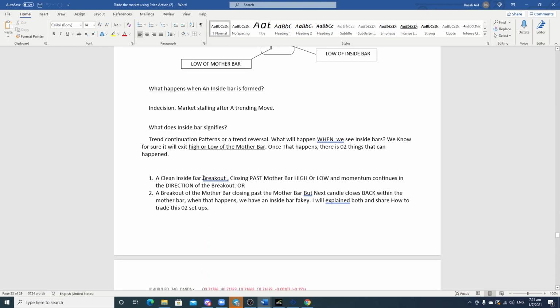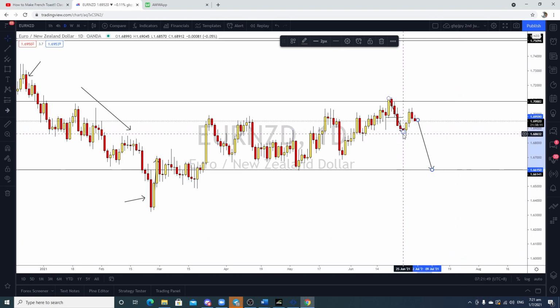Okay, so a clean inside bar breakout closing past the mother bar high or low, and the momentum continues in the direction of the breakout. That's how I demonstrated in the chart just now. So a breakout of the mother bar closing past the mother bar, but the next candle closes back within the mother bar, and when that happens, we have an inside bar fakey, which I already explained.